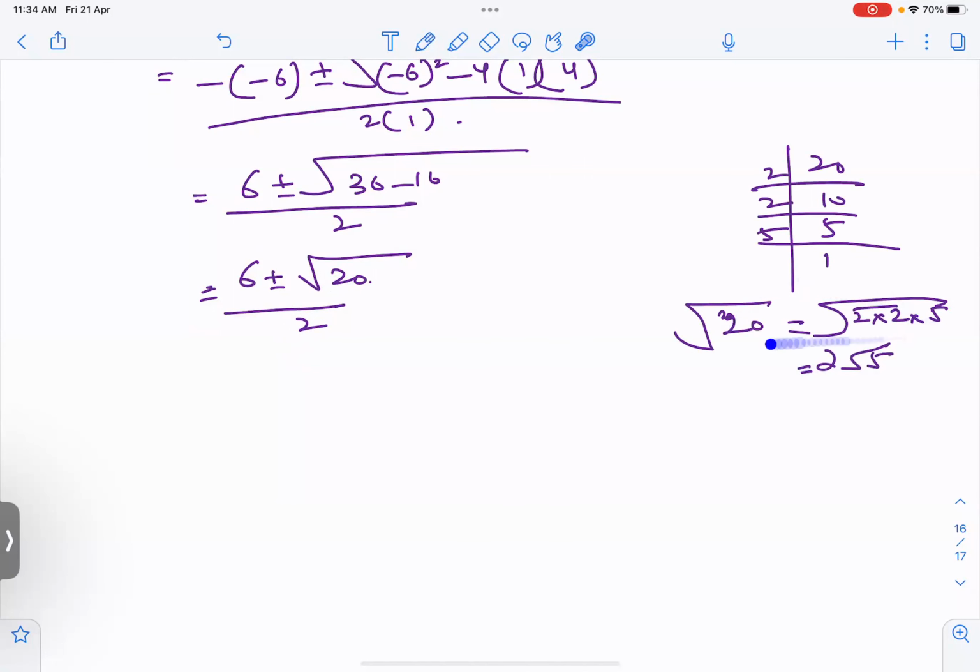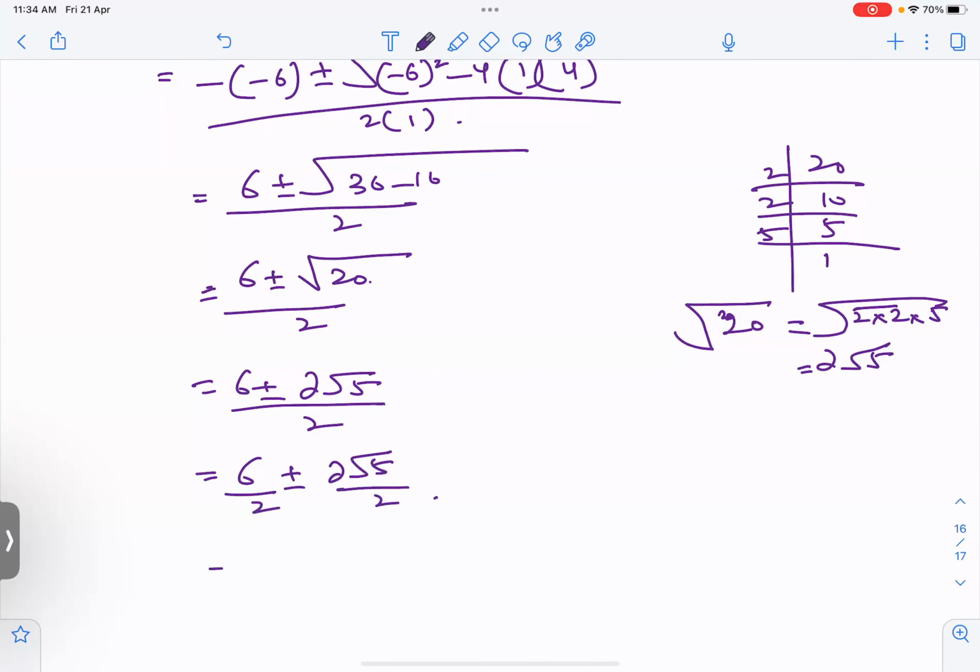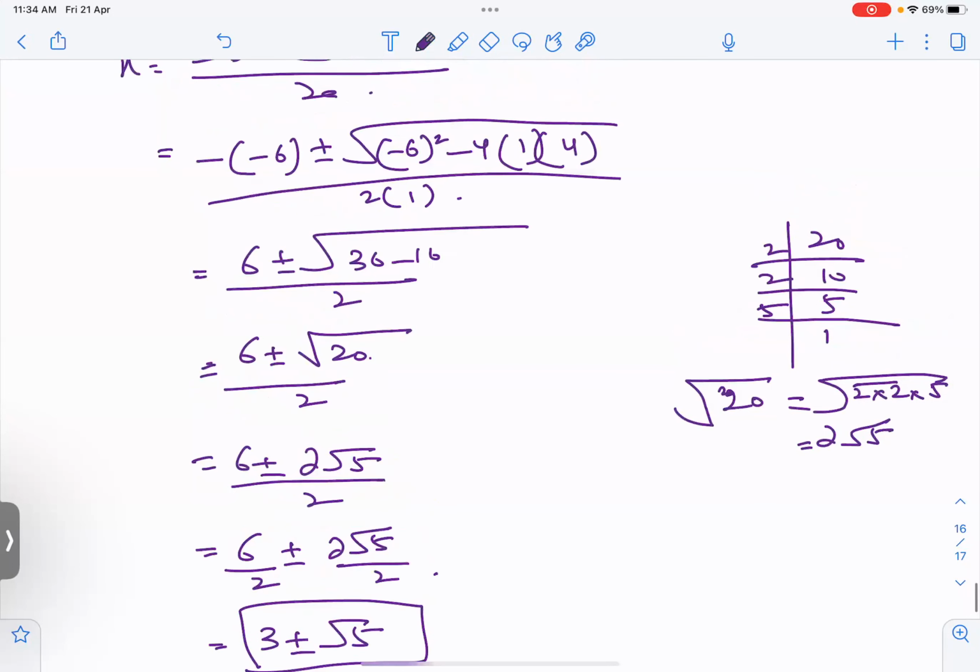Is there any problem so far? No, miss. Okay, in place of root 20, can I write 2 root 5? I can easily write because I've done the prime factorization. So I can write 6 plus minus 2 root 5 upon 2. I'm going to divide both of them by 2 now separately, and I will get 3 plus minus root 5. This is the answer. These are the rest of the two answers.